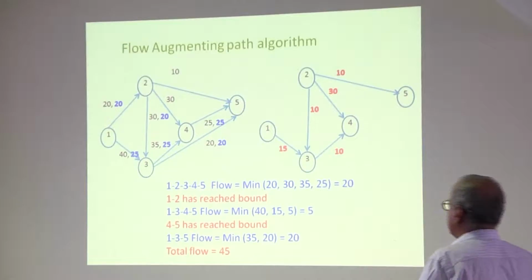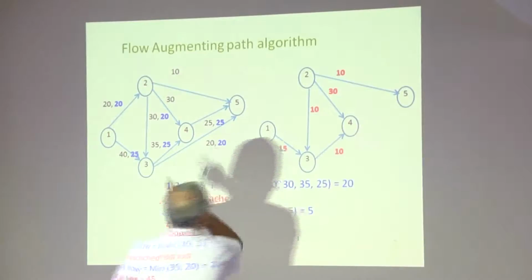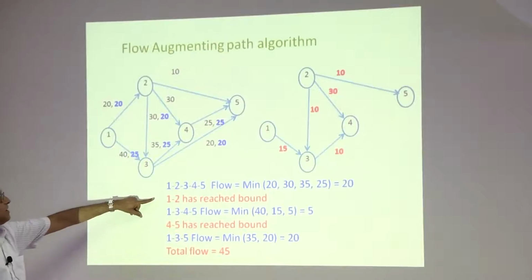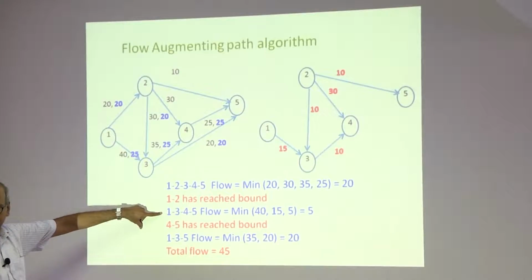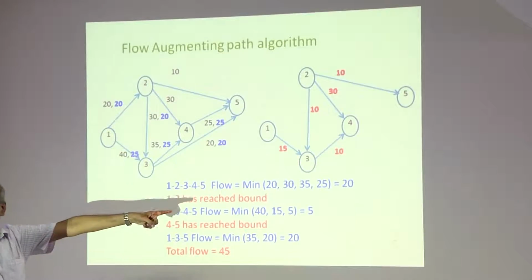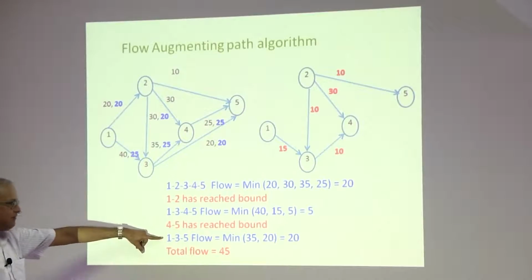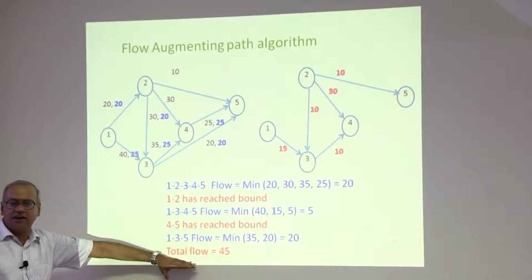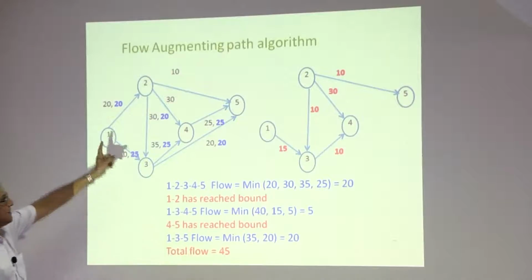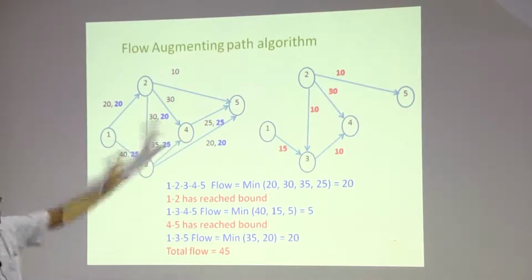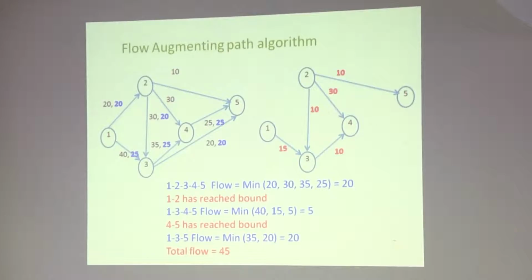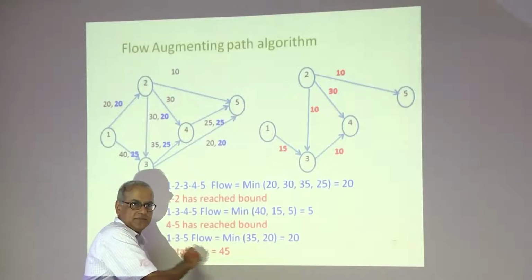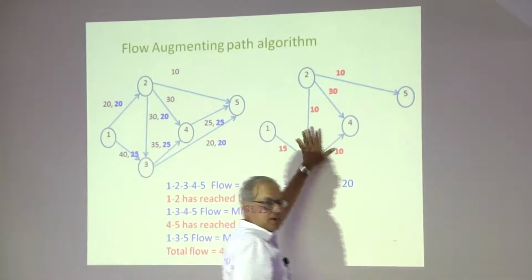When I do this, I first start with 1, 2, 3, 4, 5. 1, 2 has reached the bound, I knock off 1, 2. Then I did 1, 3, 4, 5. I put a 5 there. And then I did a 1, 3, 5. I got another 20. So I have a flow of 45 here, and the residual graph will look like this. So after 3 iterations, after 3 paths, this is how my residual graph will look like.